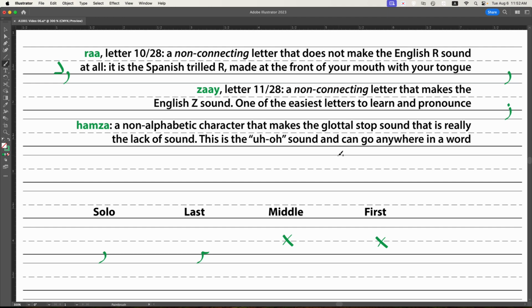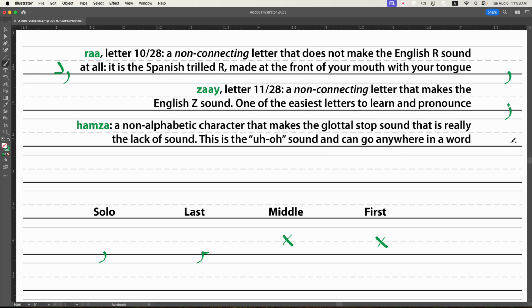So in English, we only make this sound at the beginning of words, typically, like apple, right? We stop talking. I would like an apple for lunch. That's what we're doing there. Uh-oh is one of the only places where we do it in the middle of a word. Arabic loves to put Hamza just about darn near anywhere in a word.